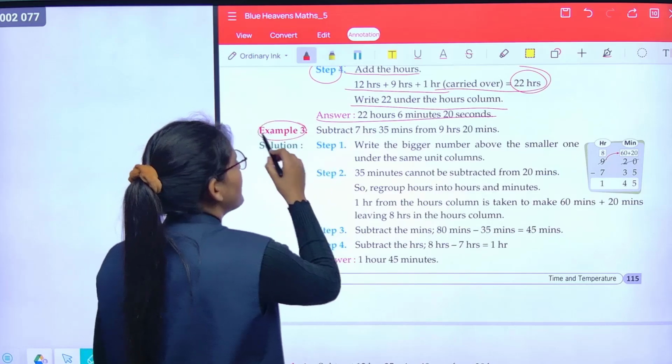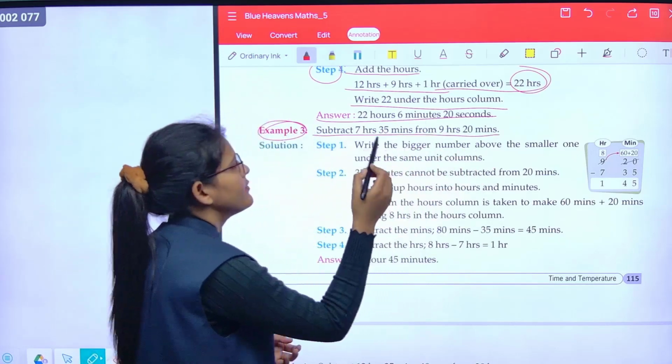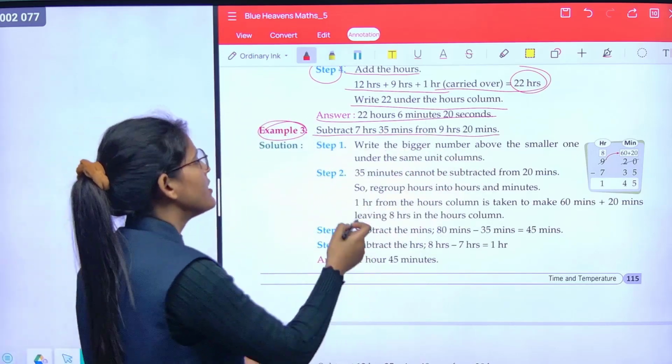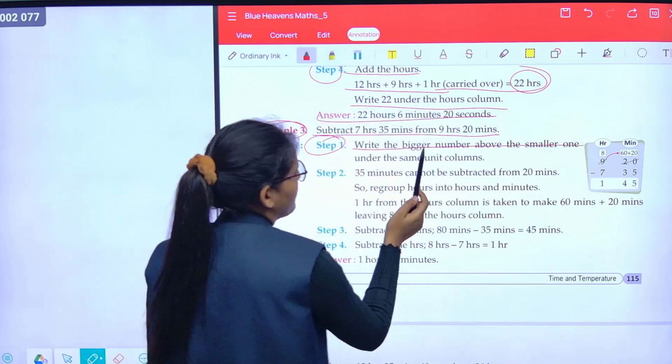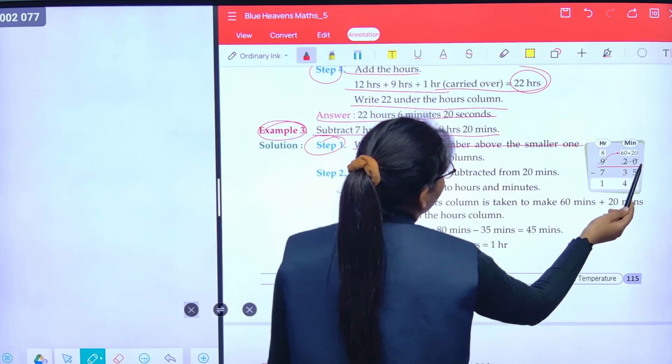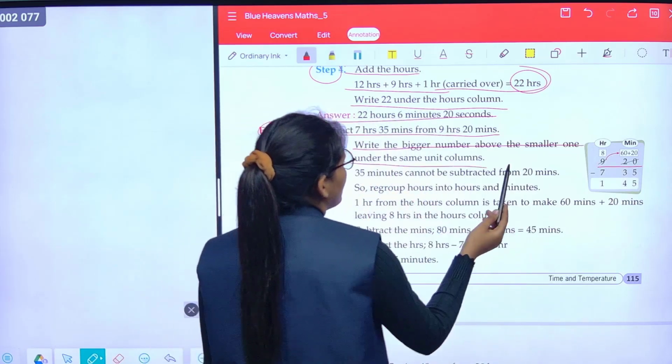Example number 3, subtract 7 hours 35 minutes from 9 hours 20 minutes. Step 1, write the bigger number above the smaller one. We will keep the bigger number on top, under the same unit column.